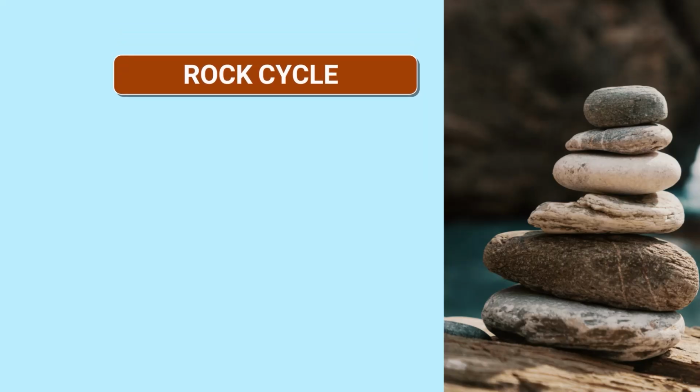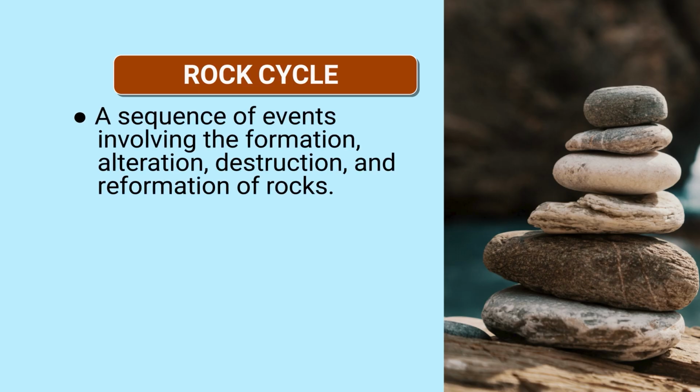Now let us come to the example. What we have discussed, the rock cycle, is important. You must have seen that one type of rock changes to another type of rock. A sedimentary rock can become metamorphic, metamorphic can become sedimentary, igneous can become sedimentary. So this is a cycle, that is why it is called a rock cycle. That is nothing but a sequence of events involving the formation, alteration, destruction and reformation of the rocks.